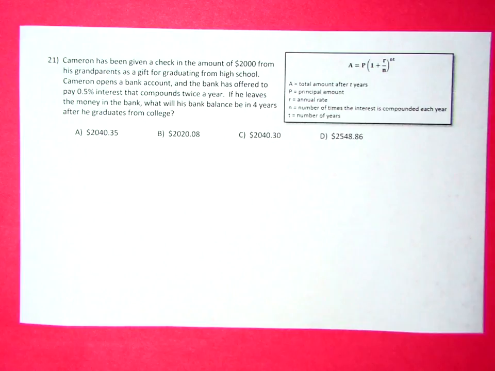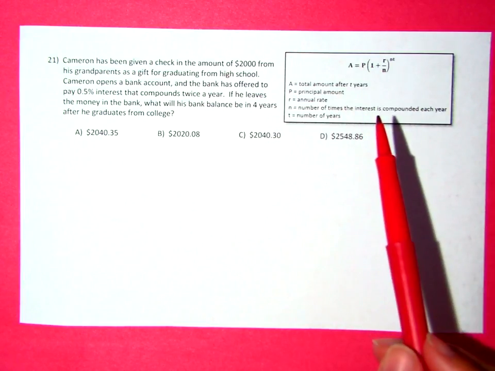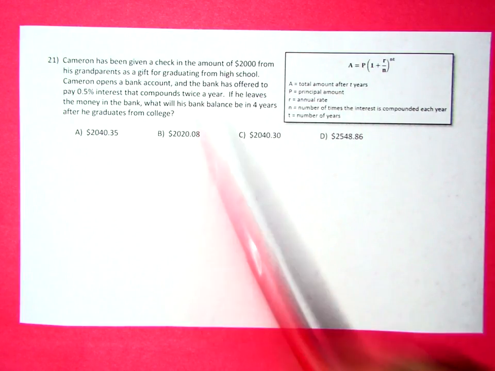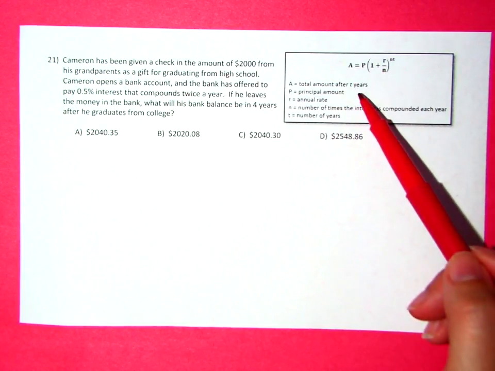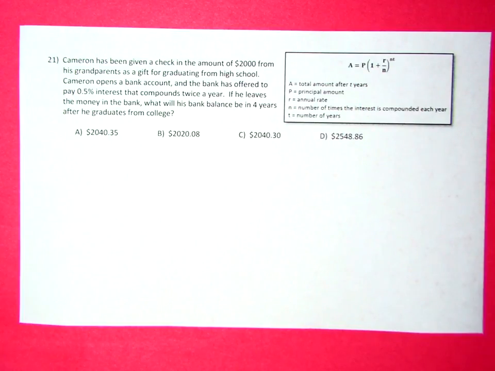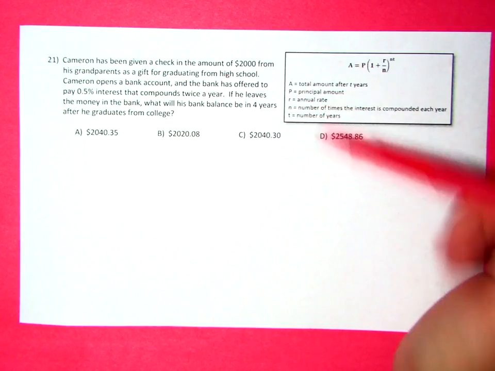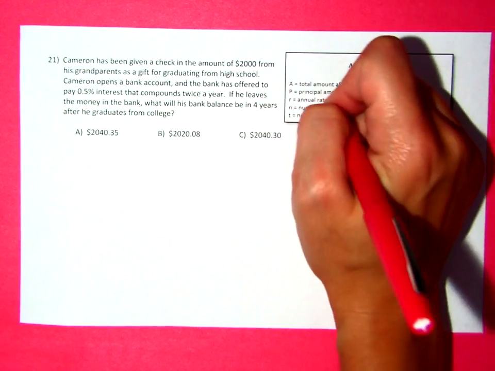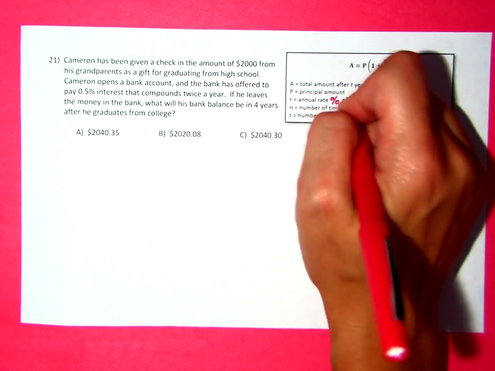And what we've also been given is some information up here that tells us the formula that we can use to find the answer to this problem. So let's look. A is going to represent the total amount after T years, or how much time has gone by, so that's going to be our total. P represents the principal amount. Principal amount means how much money you put into the bank initially. R represents the annual rate. Now, a word of caution, anytime you have rate, you've got to take it out of percent and change it to a decimal.